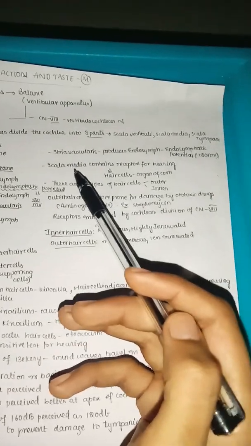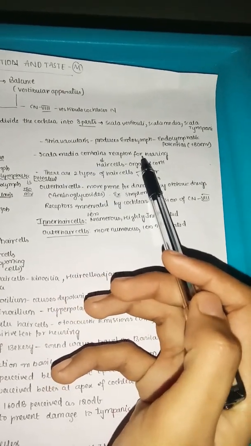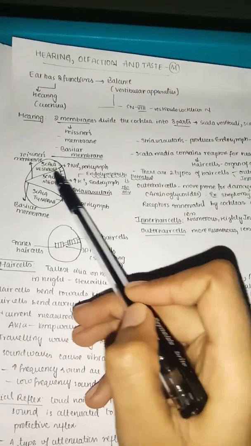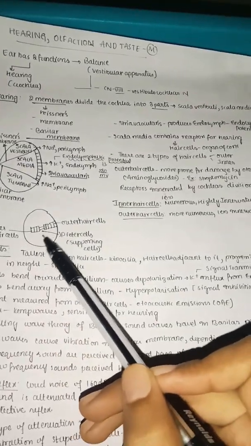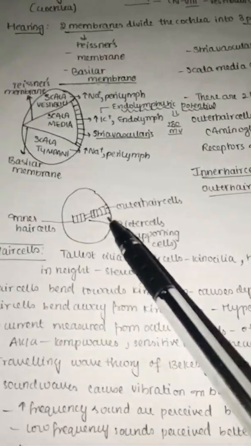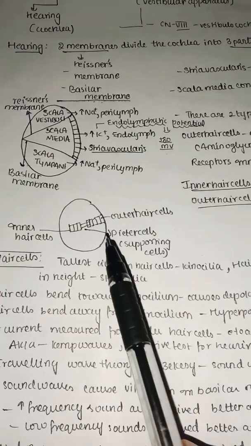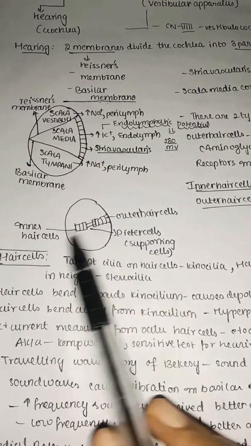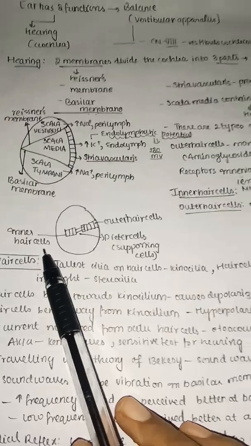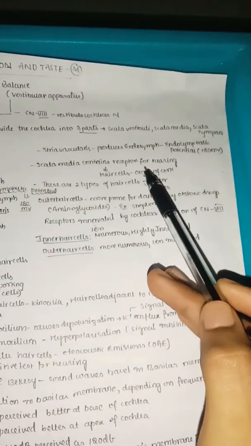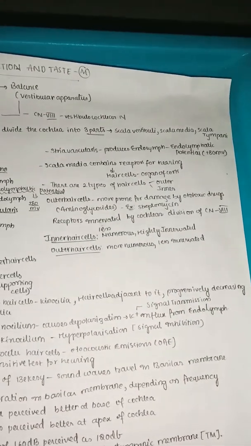Next, you can see here the scala media contains receptors for hearing. If we zoom inside the scala media, you have some receptors for hearing. Those are called hair cells. You can see these are the hair cells. Mainly we have two types of hair cells. One is called outer hair cells, another is called inner hair cells. And these hair cells are together called the organ of Corti, which is the receptor for hearing.